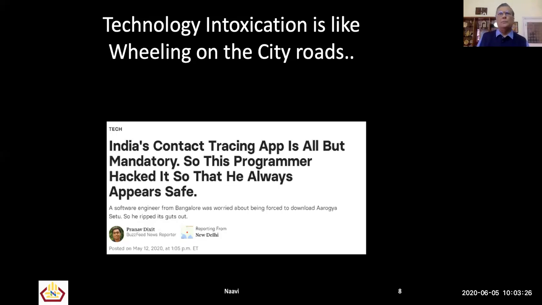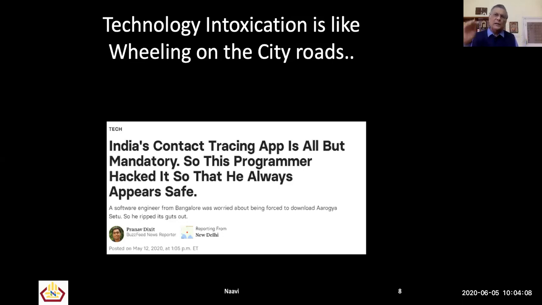One recent example was this incident which I have just shown here. A technology person in Bangalore announced publicly that the government has come out with the Arogya Setu app, which was a contact tracing app, and made it mandatory. I don't like it being made mandatory. Therefore, I as a programmer hacked it in such a manner that I can always show green in my Arogya Setu app. And this person declares it openly and gives an interview to a publication, and the publication gives it out as a news article.